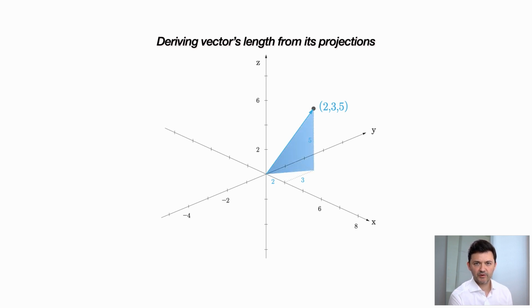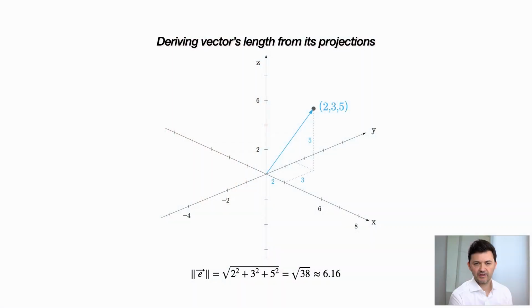One side is the square root of 2 squared plus 3 squared, and we add to it 5 squared. And we get that the blue line's length is something around 6.16. As you can see, we are simply adding all squared projections and then just taking a square root of them. A great thing about linear algebra is that this procedure now seamlessly extends into higher dimensions.